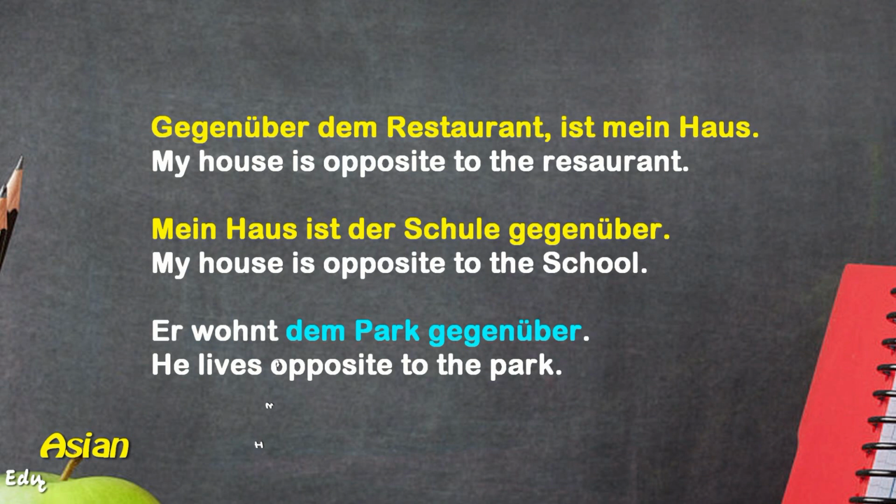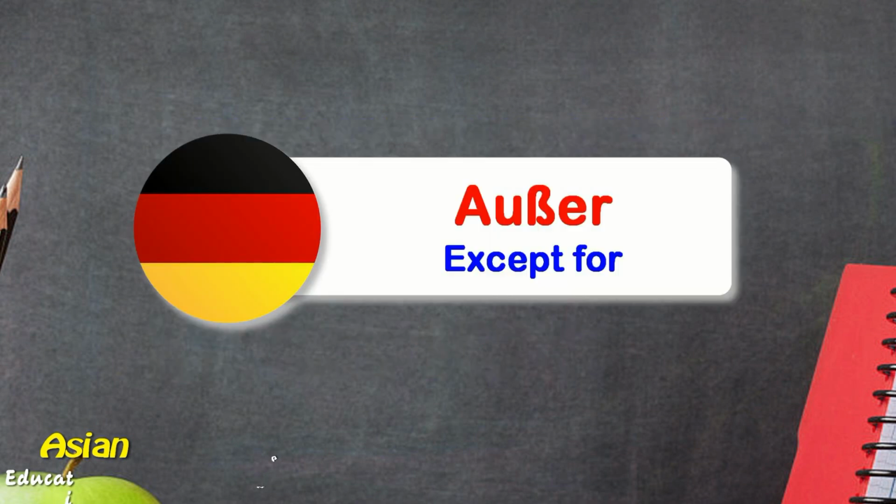Gegenüber dem Restaurant ist mein Haus. My house is opposite to the restaurant. Mein Haus ist der Schule gegenüber. My house is opposite to the school. It can be used in starting also and at the end also. Er wohnt dem Park gegenüber. He lives opposite to the park. Now let us see außer.